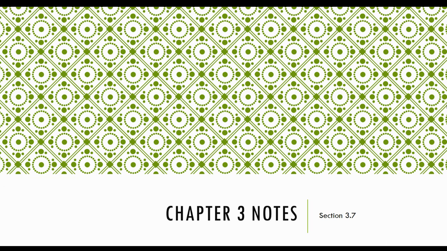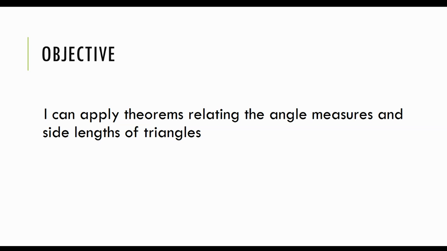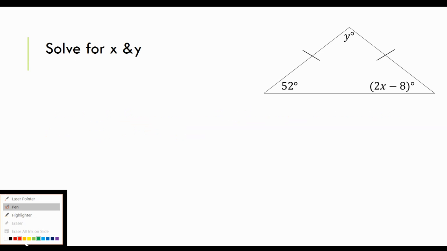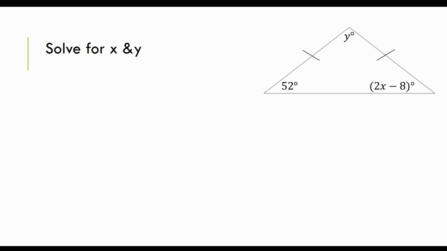Today we are going to look at another day of section 3.7. So that means we're applying theorems relating the angle measures and the side lengths of triangles. Let's take a look at this algebra problem. We want to solve for both x and y.